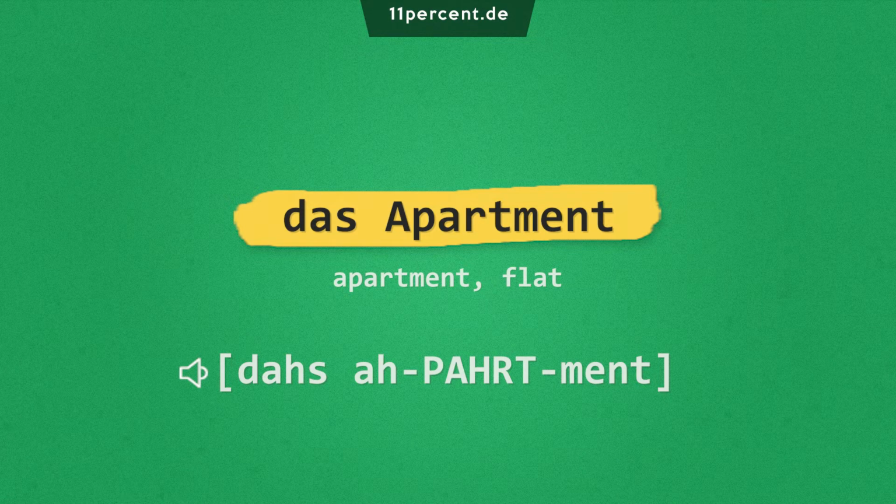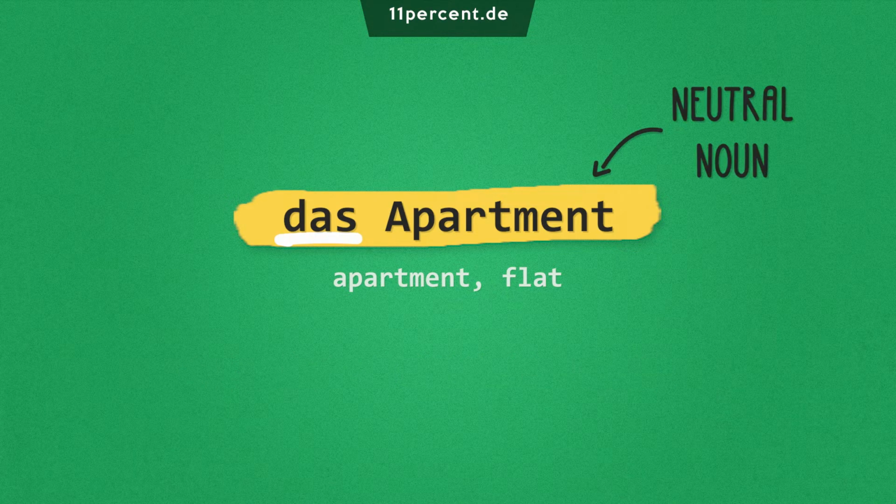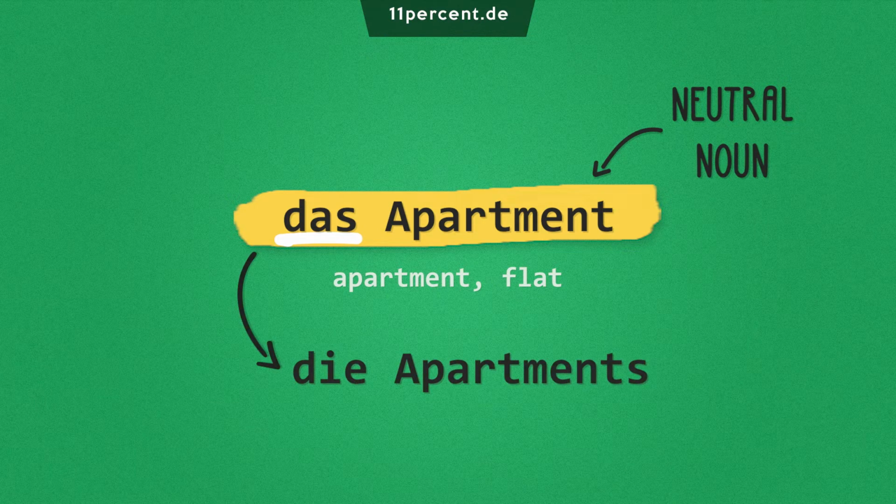Das Apartment, as you can see by its definite article, is a neutral noun. Its plural form is the same as in English, the apartments. It also has a similar meaning to the English word, as it means an apartment or a small flat.